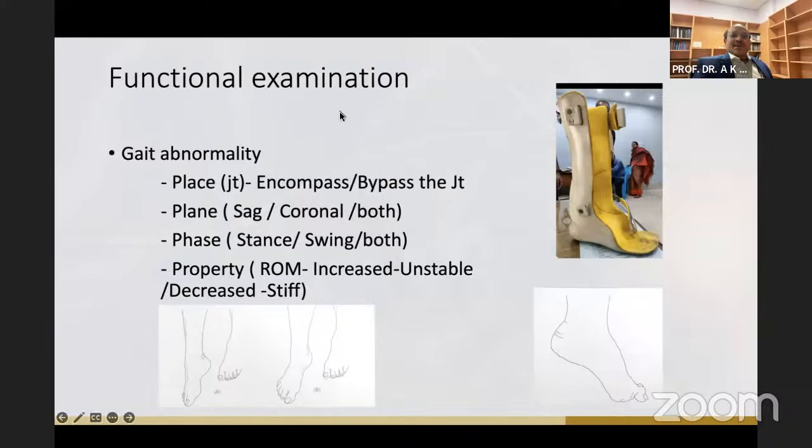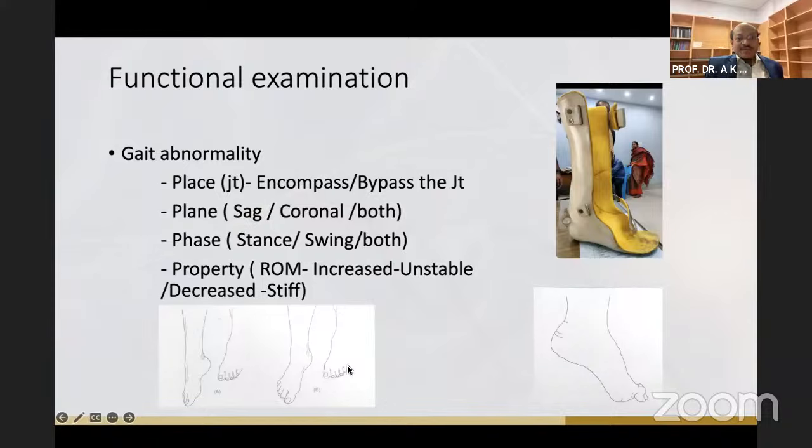Now, functional examination. They have to check the four P's. Gait abnormality, you have to check. Which joint, place; next plane, that means in which plane it is abnormal; in which phase, stance phase, swing phase, or both phases; or property, that is the range of motion. If it is increased, that means unstable joint, or is it decreased, that means stiff joint. So place of which joint is abnormal.